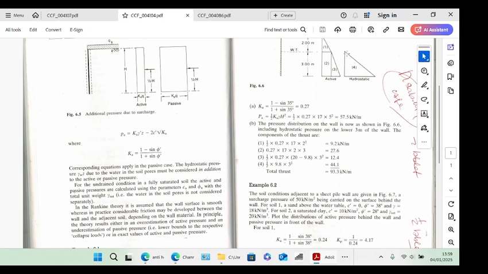And section 4 is just the hydrostatic part, which is half times 9.8 times 3 squared, because the pressure is 9.8 times 3, and the area is the area of the triangle, half times height times base, so 9.8 times 3 times 3 times half, which is 44.1. So the total thrust is the sum of those: 9.2, 27.6, 12.4, 44.1.